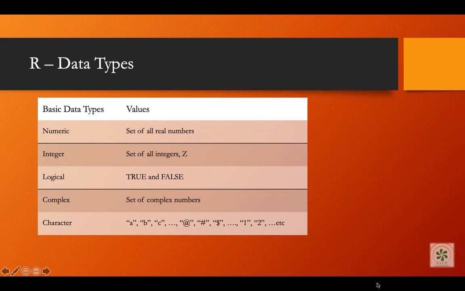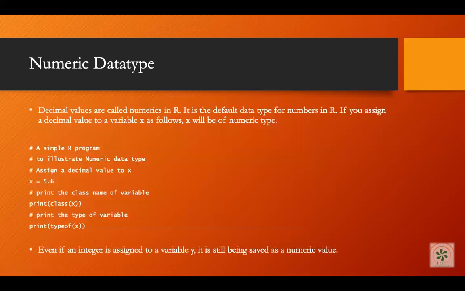Then we have the complex data type, which will take a complex number where we have the real part and the imaginary part, so two parts are there. Then we have the character type, which takes different types of characters. So these are the basic data types we have. Now let's talk about all those data types one by one.